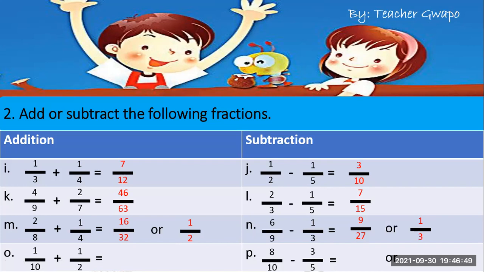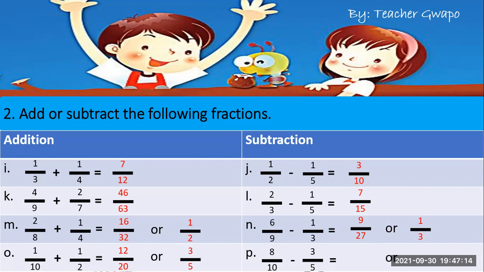Letter N, it's 9 over 27, or if we simplify it, it will give us an answer of 1 over 3, because 9 divided by 9 is 1 and 27 divided by 9 is 3. Now letter O, it's 12 over 20. But again, if you use the LCM, it's different. It will become 6 over 12. But don't worry, because if we simplify, it will give us the same answer, 3 over 5.